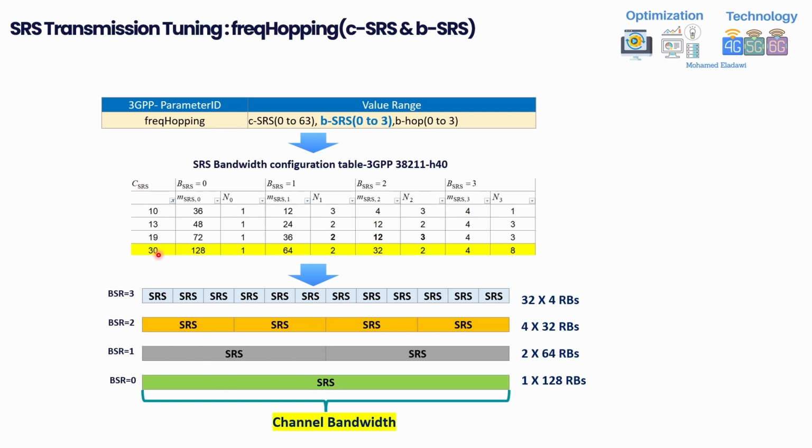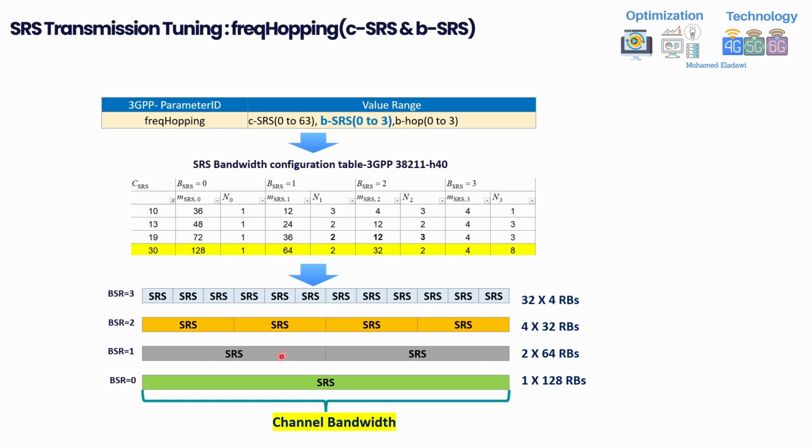This is related to the channel bandwidth. So assuming that in this case we have a maximum number of resources of 128. If you are using this parameter as BSRS 0, this means the SRS will be transmitted along the full bandwidth. Assume now you moved from BSRS 0 to 1. This means now your resources will be half for the SRS. You will split your bandwidth, and instead of transmitting the SRS over the full bandwidth, you now transmit it over the half bandwidth only. As you can see here, only 64 resource blocks will be transmitted.